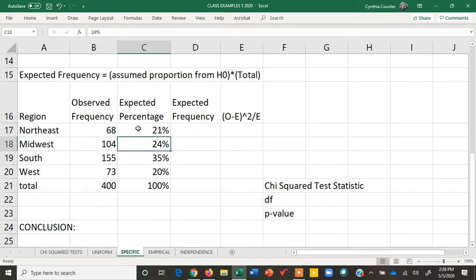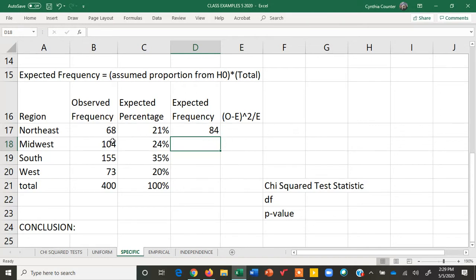And the expected percentages, I put these here to make computing the expected frequencies easier. Because if this is our expected percentage, then we would expect to get frequencies that correspond to 21% of the 400 should be here, 24% of the 400 here, 35% of the 400 for the South, and 20% of the 400 for the West. So what are these values? Well, 21% of 400, I am going to do F4 to get dollar signs for 400 because I want this to stay, but the percentages will change as I copy the formula. So the expected frequency is 84.